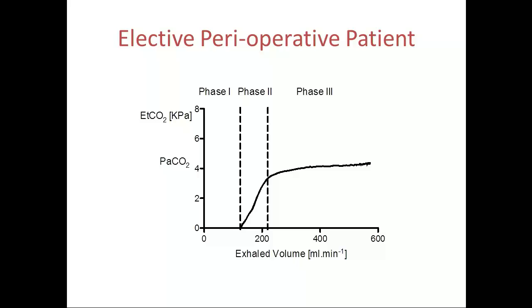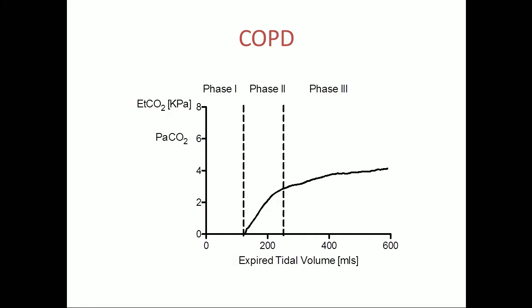Phase 2, there's a rapid increase in CO2 over a very short volume, and there's plateauing in phase 3. In contrast, comparing this with a patient who's got COPD, who was ventilated because of pneumonia, as you can see, the slope of phase 2 is slightly lazier, and there is a tiny gradient in phase 3. And this is probably to compare what one would expect a normal capnogram to look like for this patient.